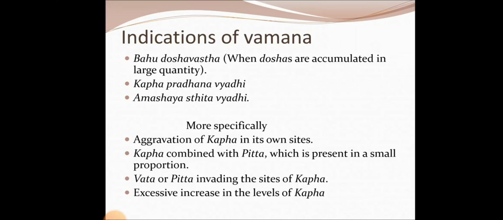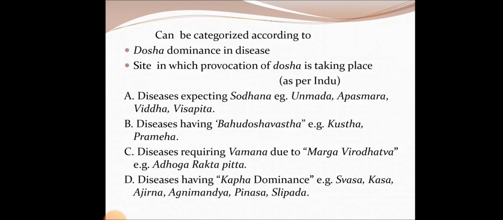These are the specific indications of vamana. Next slide please. It can be categorized according to two types. One is dosha dominance in disease. Second is the site in which provocation of dosha is taking place. This opinion is mentioned as per Hindu. That is categorized according to dosha dominance in disease and site in which provocation of dosha is taking place. And disease expecting shodhana, diseases having bahudoshavastha, diseases requiring vamana due to marga virodhatva, diseases having kapha dominance.